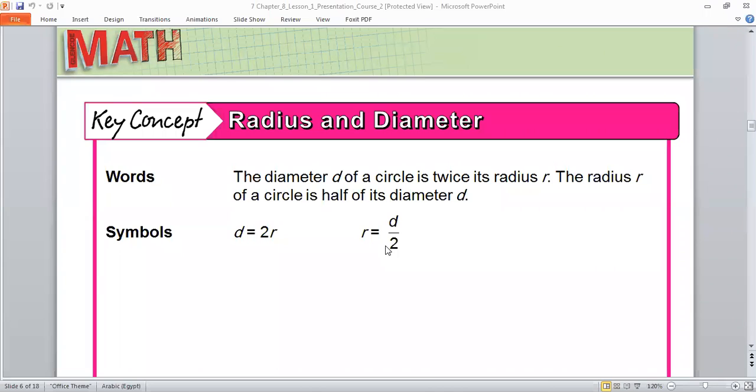Page what, mister? Page 17. Number 1, 2 and 3, and write the answer in the chat. If the diameter is equal to 5, so the radius is equal to what? The diameter is 24. The radius is what? The diameter is 17.